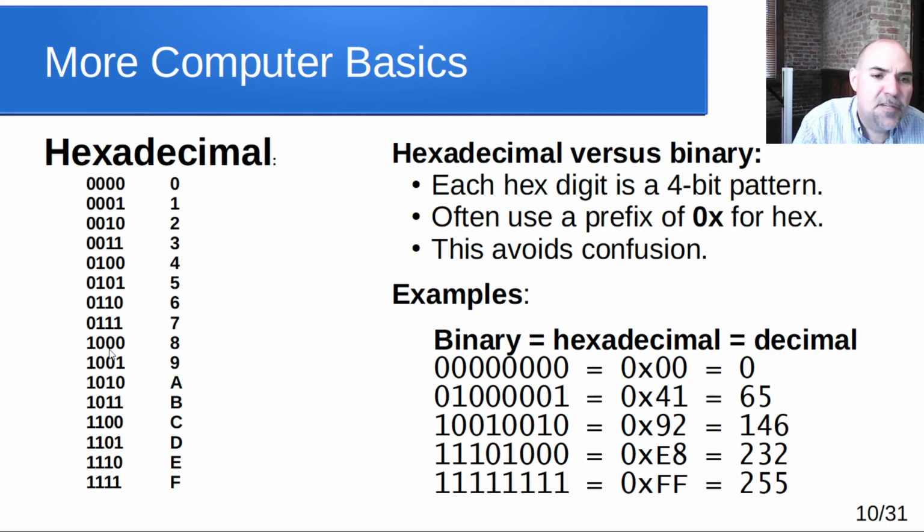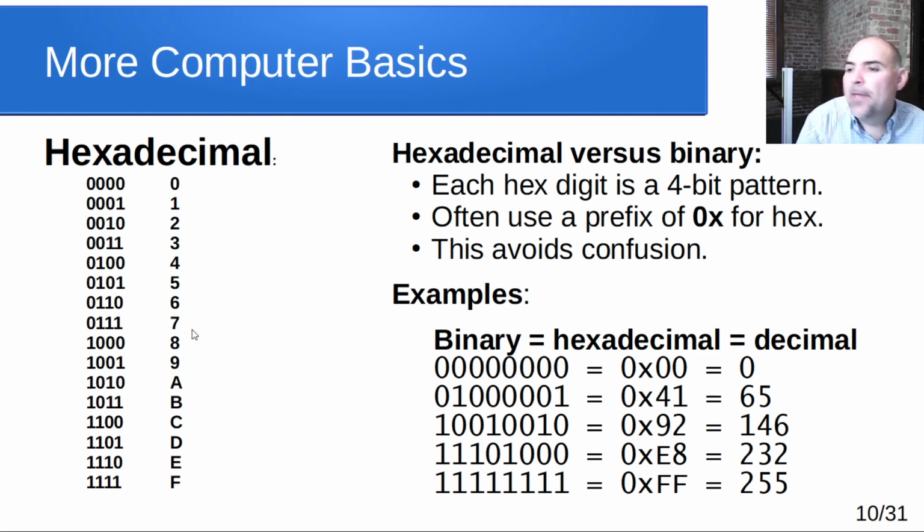Anyway, with those 16 possibilities, we wind up associating one of the hex digits with each of those. So in other words, 0000 is represented by a 0 hex digit, where 1111 is represented by an F hex digit, and all the ones in between.